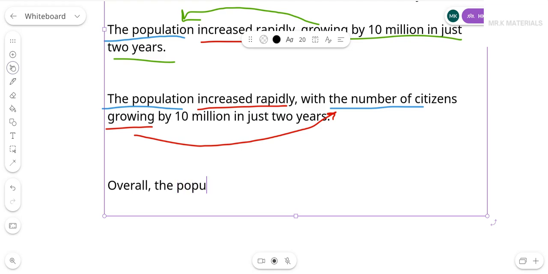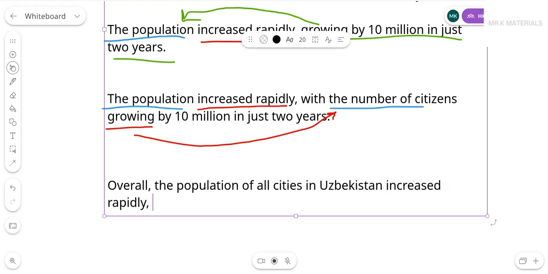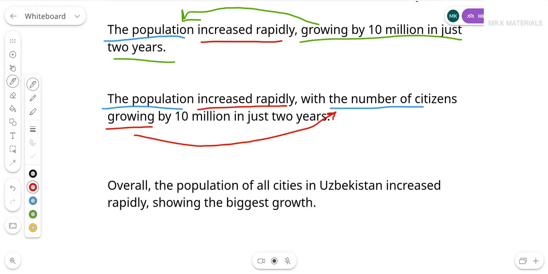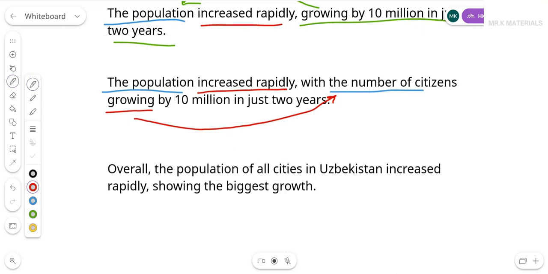Overall, the population of all cities in Uzbekistan increased rapidly. And now I want to give an additional detail saying that Tashkent showed the biggest growth or the biggest rise. So I cannot just say increasing or like showing the biggest rise, the biggest growth. If I say this, it absolutely doesn't make sense. So my main subject here is this, the population of all cities in Uzbekistan.